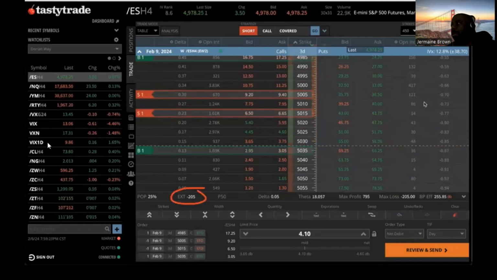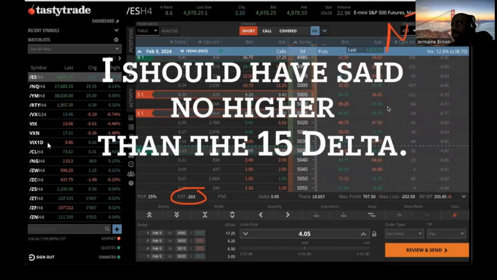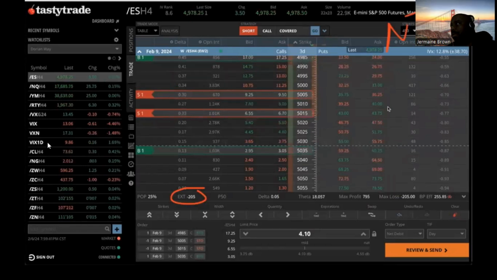So what you want to do when you roll up the non-tested side, in this case the put side, you want to roll it up to no higher than a 10 delta if you can. That is the cadence that you want. That's the rhythm that you want on the trade. The tested side, you're going to move to at least the tail end of the expected move, if not greater. The non-tested side, you're going to move to no higher than the 15 delta if you can. And most of the time you will not have to move it higher than the 15 delta. So once again, the cadence is that you're going to move the tested side to at least the tail end of the expected move, and the non-tested side no higher than the 15 delta.